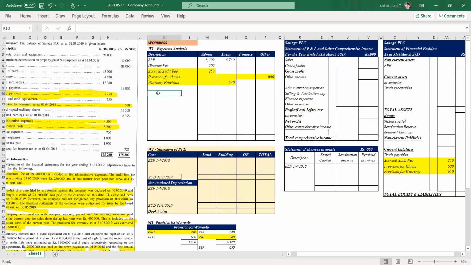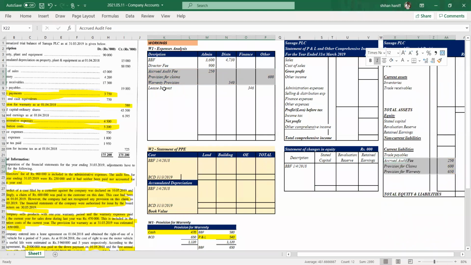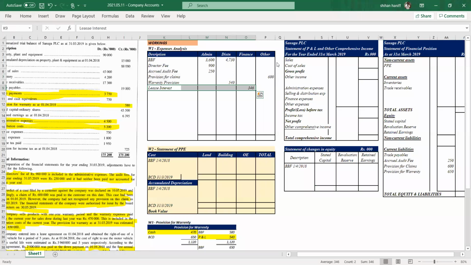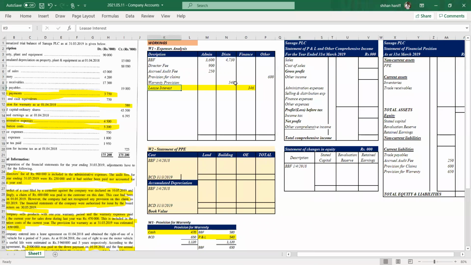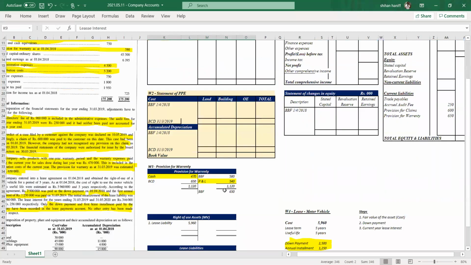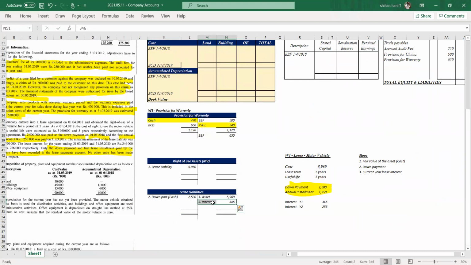That is other finance expense. Lease interest is 346 for the first year. Here we took lease interest 346. Here credit 346.